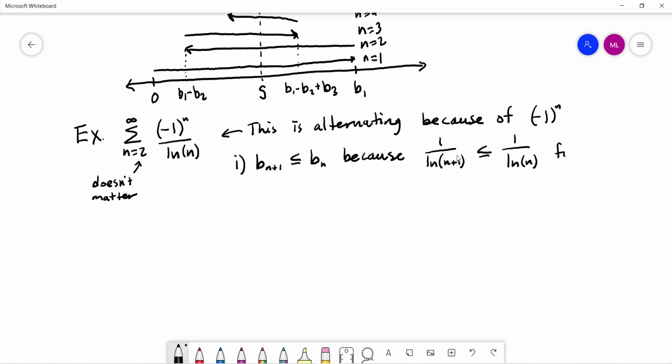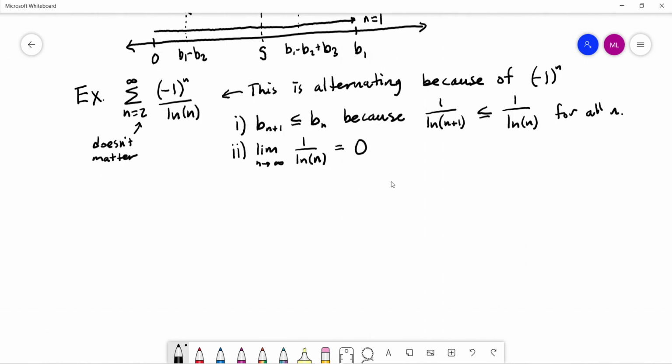So this is for all n. Hopefully that is obvious by observation: natural log is a strictly increasing function. As we increase its argument, it will get larger, but if that whole thing is in the denominator, then the overall function will get smaller. And the second criteria is that the whole thing goes to 0. So the limit as n goes to infinity of 1 over the natural log of n does indeed equal 0. Right? It's 1 over infinity, basically. So the whole thing is going to 0.